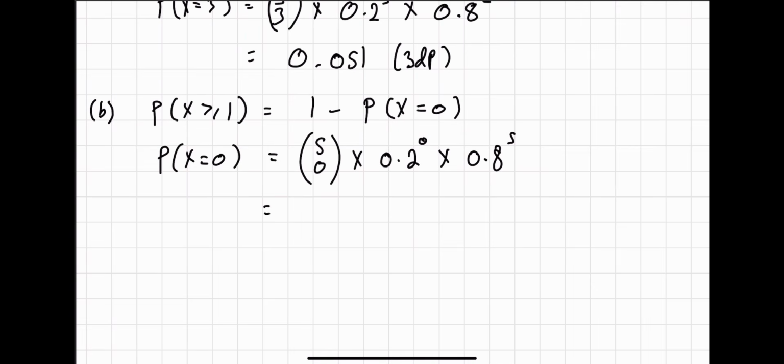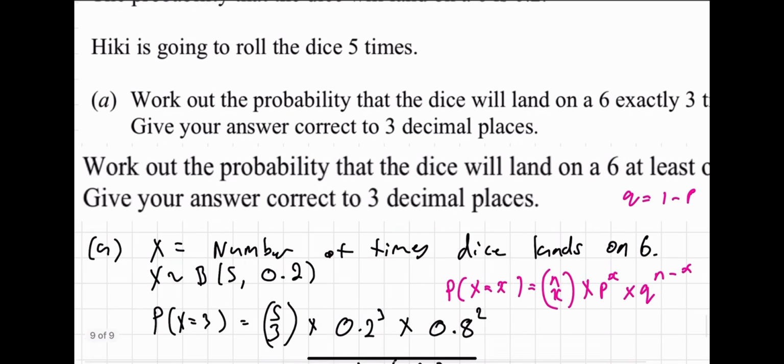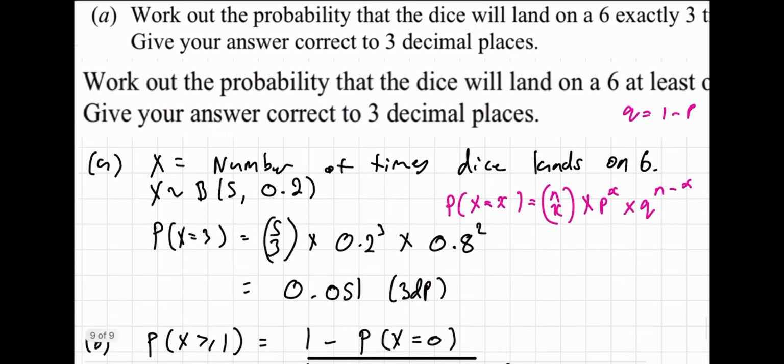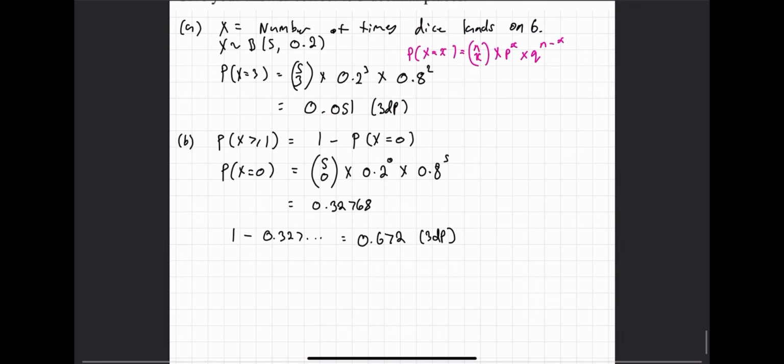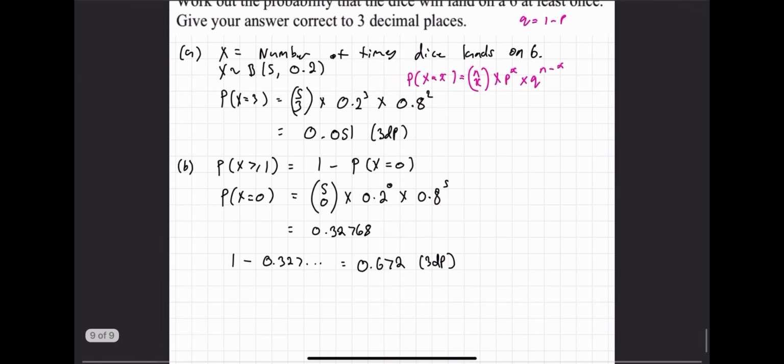You then go to your calculator and type that in, and I got 0.32768. But what does it want it to? It wants it to 3 decimal places, but we also remember we have to do 1 minus 0.327. And when you do that, you get 0.672 to 3 decimal places. And those are ways binomial distributions can be asked with words.